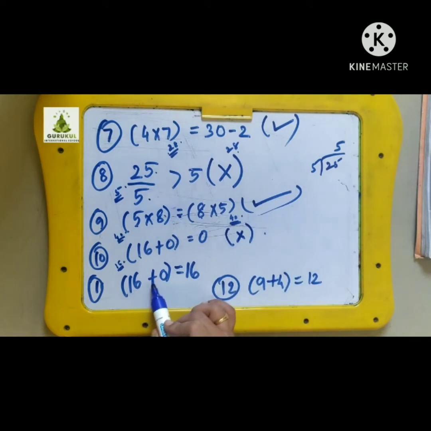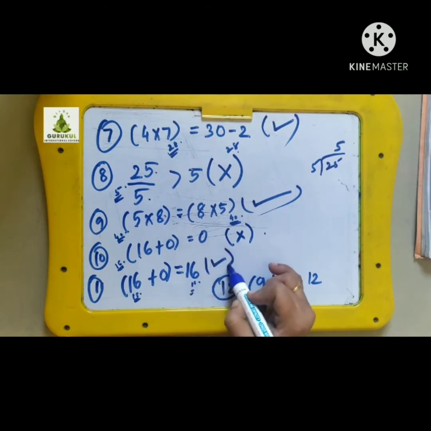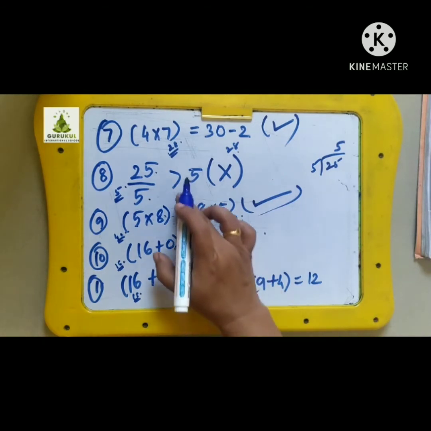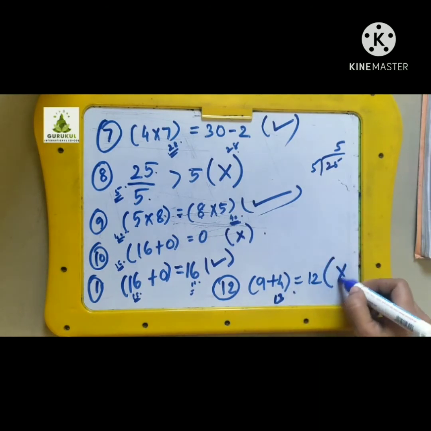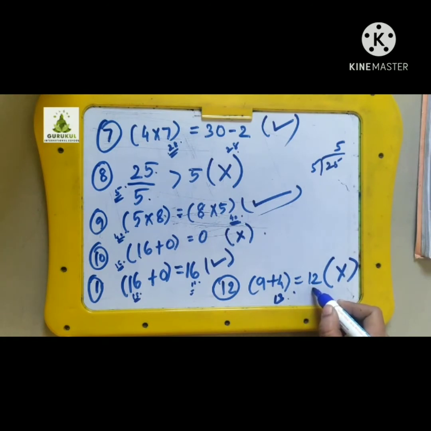Now 16 plus 0 is equal to 16. Correct. This is 16, and this is also 16. So this is the correct one. See, in this part you just have to say whether it is correct or wrong, whether an equal to sign should come or greater than or less than should come. Then 9 plus 4 is equal to, it is given as 12. 9 plus 4 is how much? 13. Now 13, that means this is the wrong one. 13 is equal to 12 is incorrect. So this is how you identify the numbers.